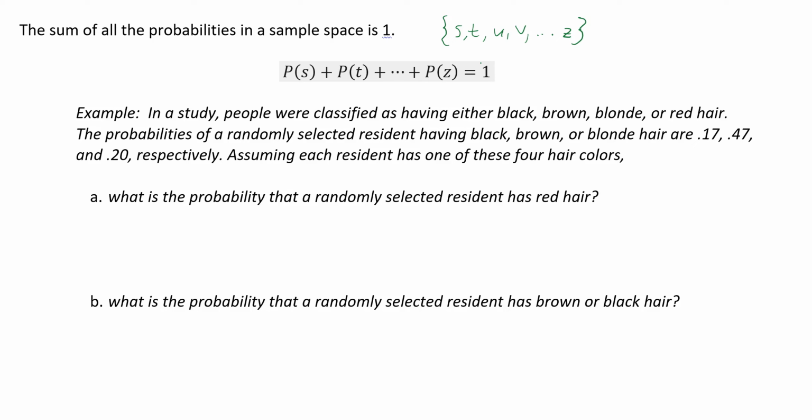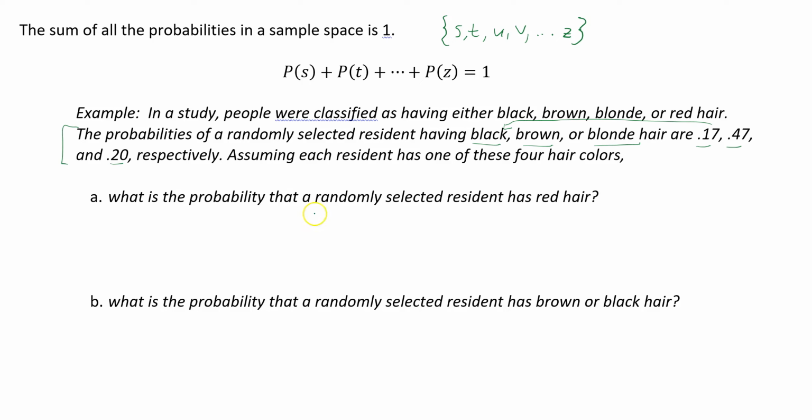Let's go back up to some language that many people do not understand. In the second sentence, it had said in a list, black, brown, blonde, and then these probabilities with the word respectively. What that means is this 0.17 connects with the probability of having black hair. The 0.47 is the probability of having brown hair, and the 0.20 is the probability of having blonde hair. The order of how the words are provided tells you the order of how to attach the numbers to those words. Okay, so let's go back to question A.